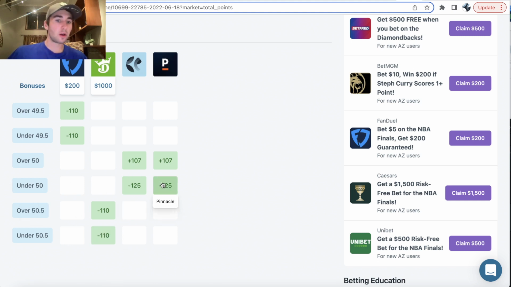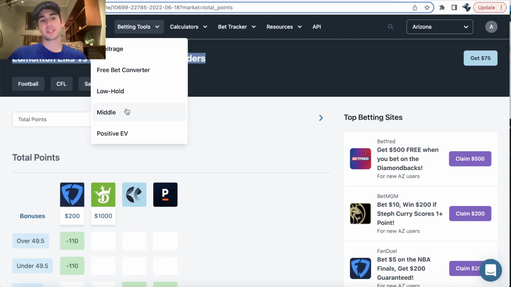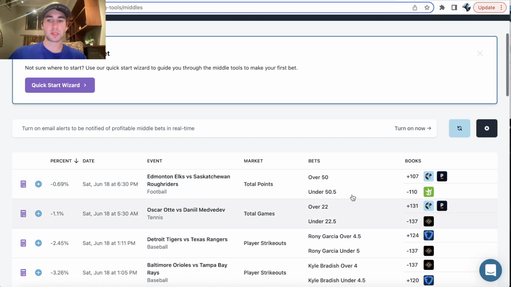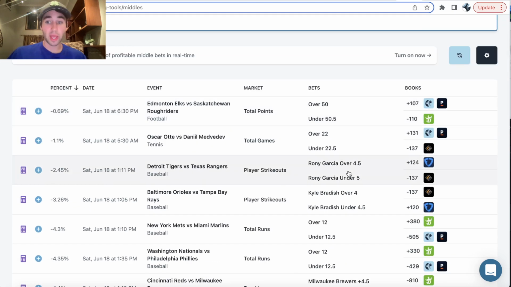right? If you bet on the over under 50 and there's exactly 50 points, your bet pushes. If you bet on the over under 50 and a half and there's exactly 50 points, then my bet on DraftKings will win. So this is a really good bet, again, found on the middles tool. So just kind of showing you how you can think about sports betting in a rational, data-driven way.